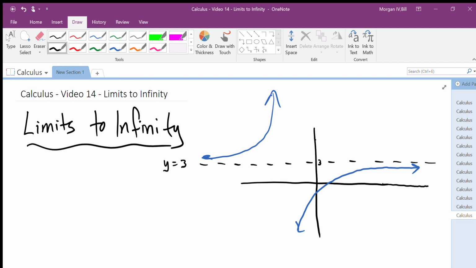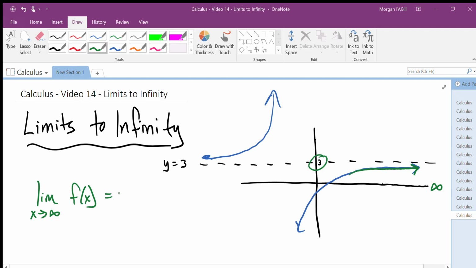So for example, in this particular sketch, as the x value goes to, say, positive infinity, as the x value gets very large, 10, 100, 1,000, a million, what's happening to the y value is that the y value on this curve is approaching a y value of 3. Therefore, what we say is this: the limit as x goes to infinity of this particular function is equal to 3. As x gets really big, the y value tends to 3.